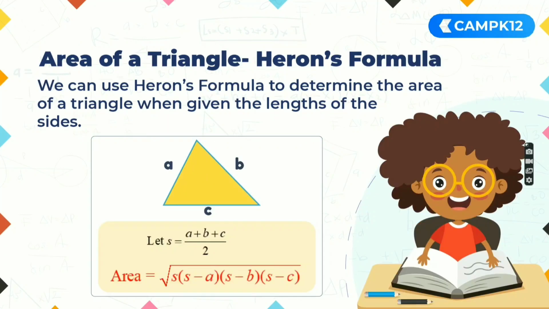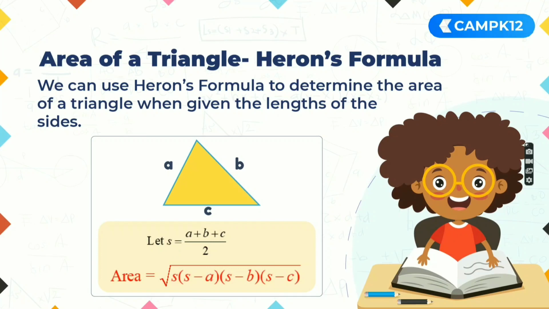Let's now talk about a universal formula to get the area of a triangle, which is referred to as Heron's Formula. Now we can use Heron's Formula to determine the area of a triangle when the lengths of the sides are given. For example, let's just consider this triangle with the sides A, B and C, and you have to find out the area for this triangle. So here you just need 4 values, which are S, A, B and C. Now what is this S? S is nothing but the semi-perimeter.